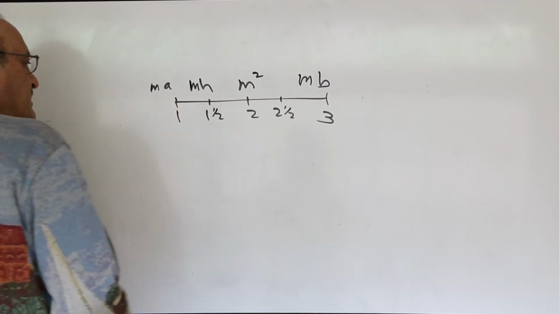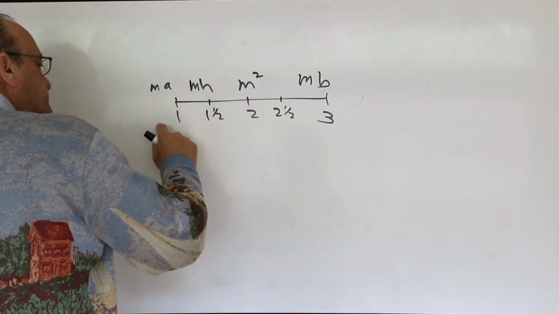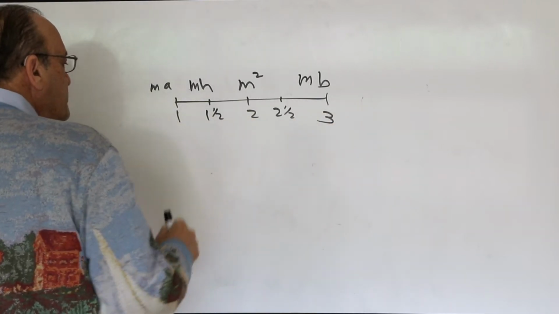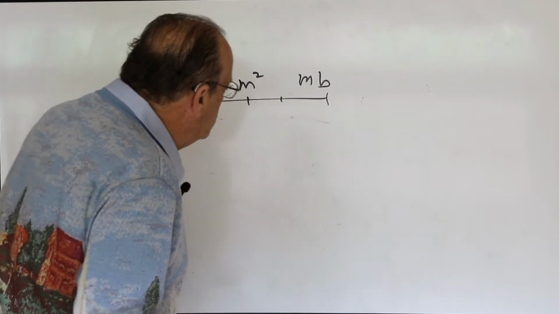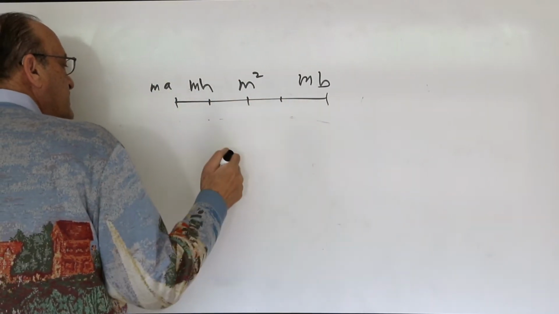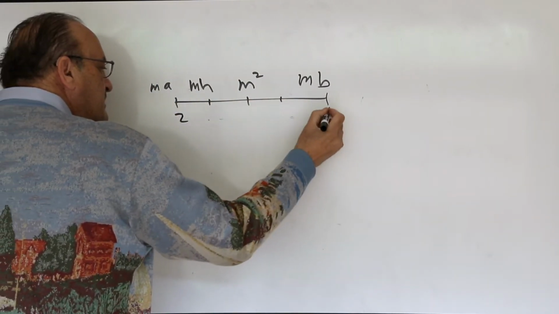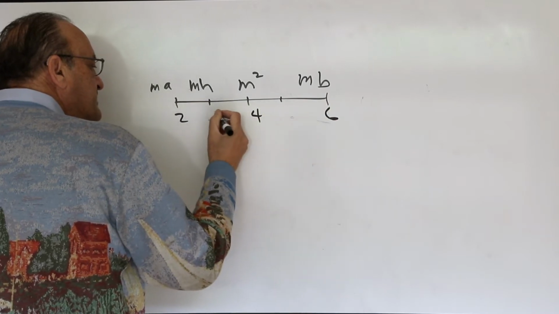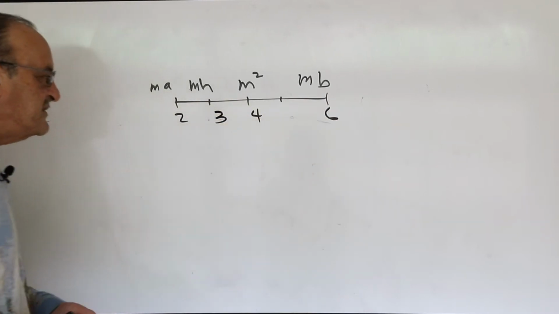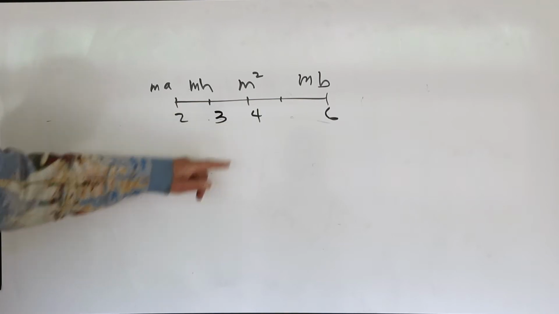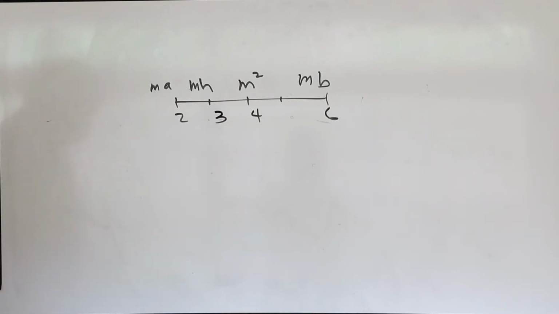So we're going to get a whole number. Now M is 2. So if we just times all these things by 2, instead of having 1 and 3, we're going to have 2 and 6. And that'll be 4, and that'll be 3. So that's the one we just talked about before. But we can do that many times.